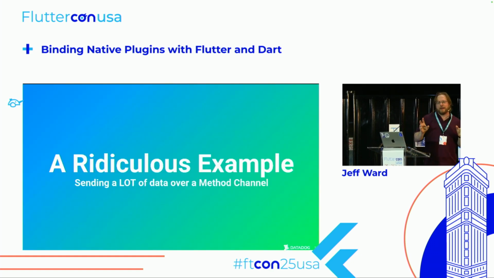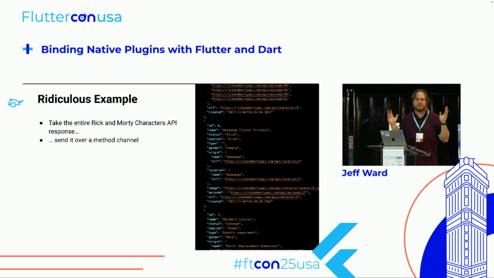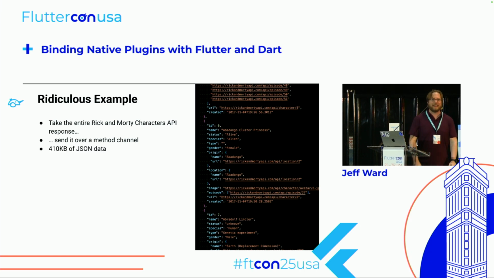To show how method channels work, and the fact that method channels get a really bad rap for being slow, we're going to use a ridiculous example for what method channels can do. We've taken the entire Rick and Morty characters API response. This is every character that appears in Rick and Morty. And we are going to serialize it to JSON and send it over a method channel. This is 410K of data being sent over a method channel. You would not do this in real life. If you're sending this much data over a method channel, please find another way to do this.